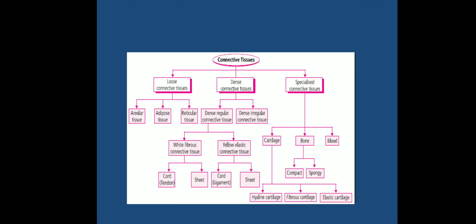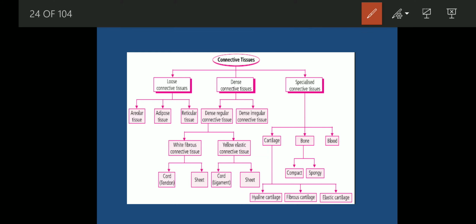It is on the basis of the compactness, or we can say on the basis of the packaging. So these are the loose connective tissues. The name itself suggests that they will have high intercellular spaces between them, and hence they are not highly compactly packed. The second is dense connective tissues, where the cells will be densely packed. They will have very little space between them. The third one is specialized connective tissue. These are the tissues which are specialized or modified for carrying out a specific function. They are cartilage, bone and blood, right?